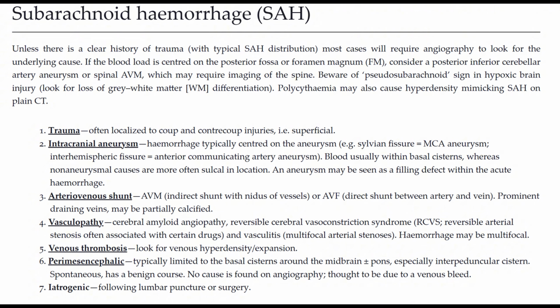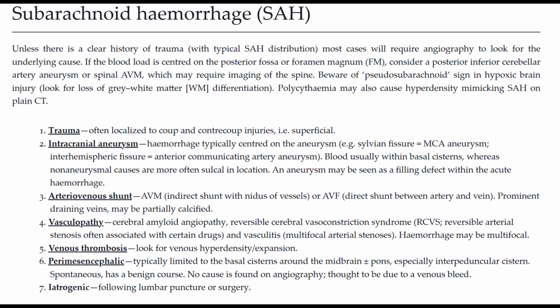Here, the bleed is typically centered on the aneurysm site. So, blood in the sylvian fissure, think middle cerebral artery aneurysm. Blood in the interhemispheric fissure, think anterior communicating artery aneurysm. Aneurysmal bleeds usually fill the basal cisterns, whereas non-aneurysmal causes tend to be more sulcal. Sometimes you can even see the aneurysm itself as a small filling defect within the acute blood.